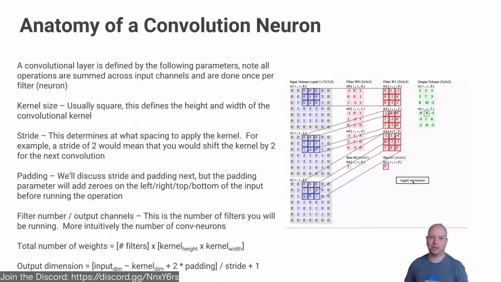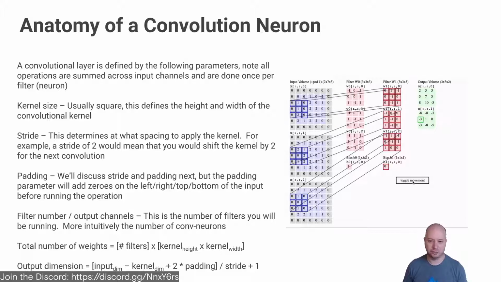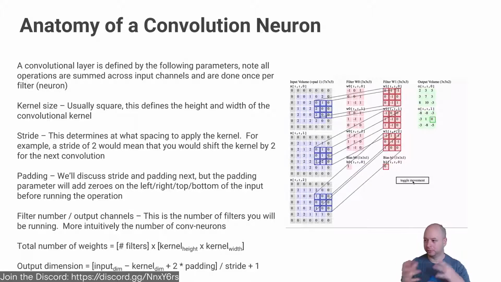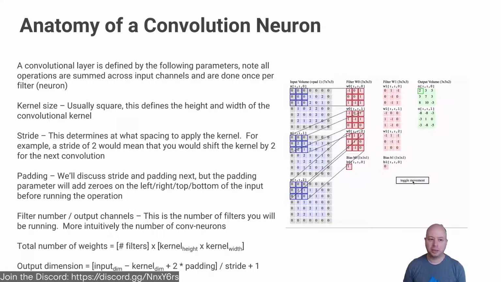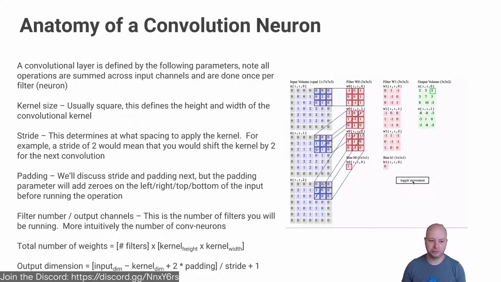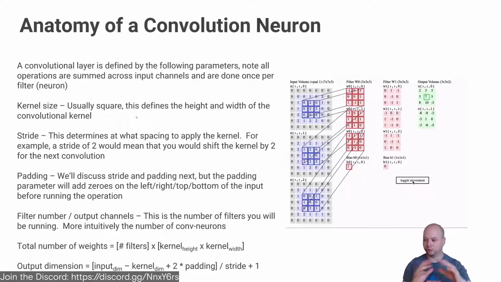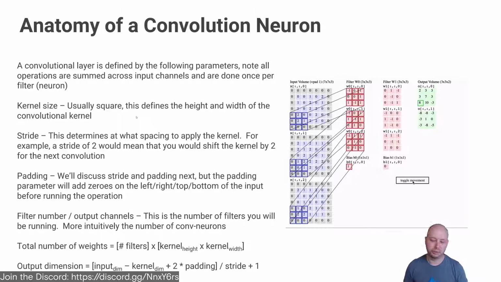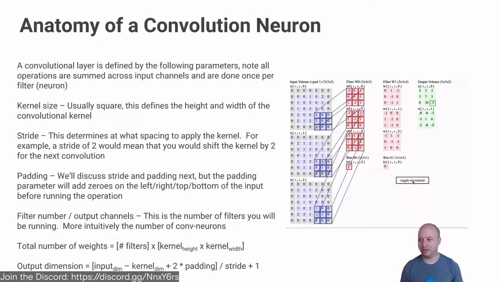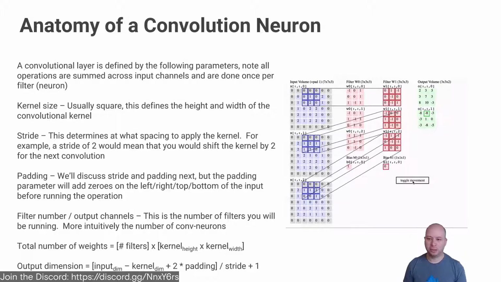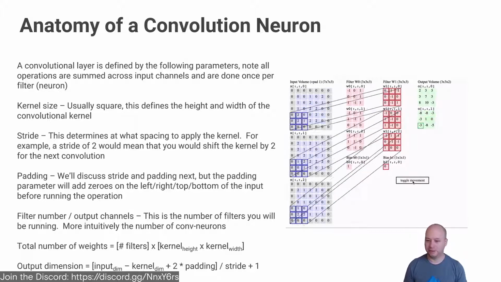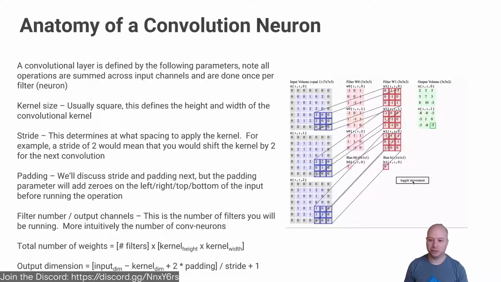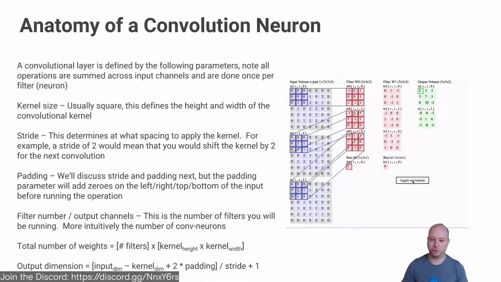But the underlying anatomy of the neuron, a particular layer, is going to be defined by a couple of different parameters. For example, the kernel size. The kernel is usually square, as you can see here. 3x3 is a pretty common one. You see 5x5, 7x7. Often you want to use odd sizes because the numbers add up a little bit easier in terms of what the resulting convolution means.